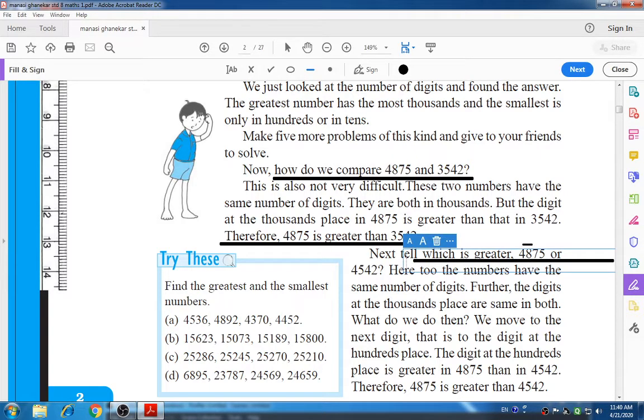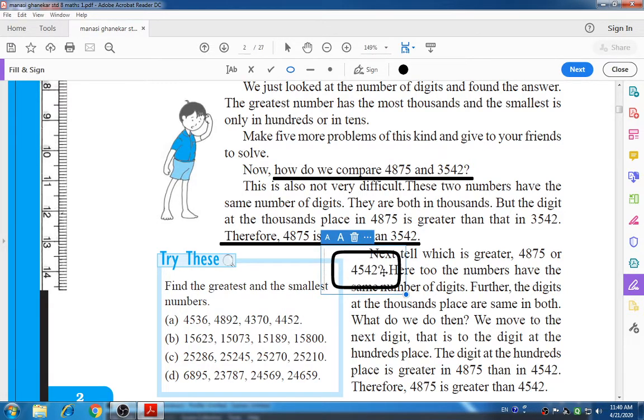In this number 4,875, at the thousand place there is a 4, and also in this number 4,542, at the thousand place there is a 4.